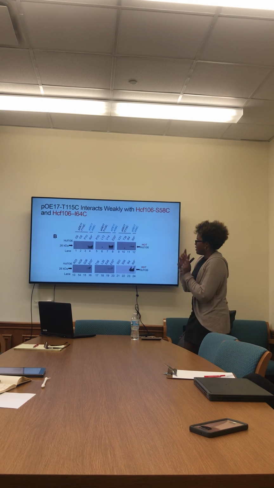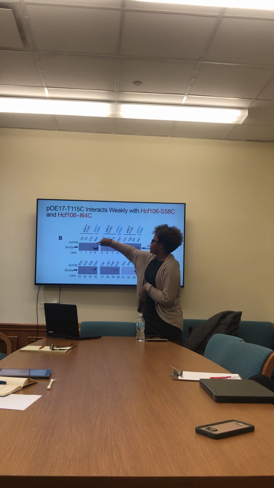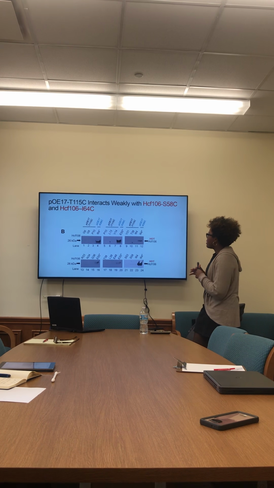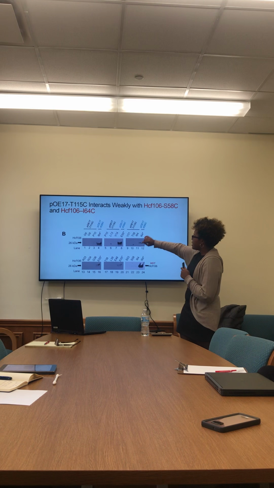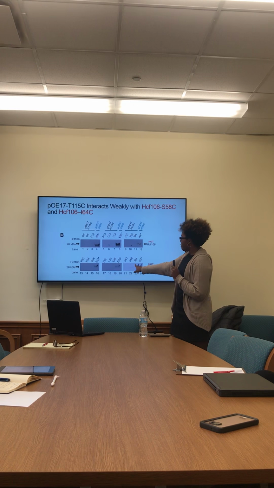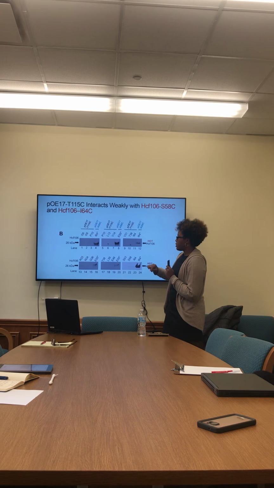Okay, so this one is with T115, that variant of oxygen evolving complex. I found that it only weakly interacts with two variants of HCF106, S58C and I64C. So that's at the very end of the APH region near the C terminus.